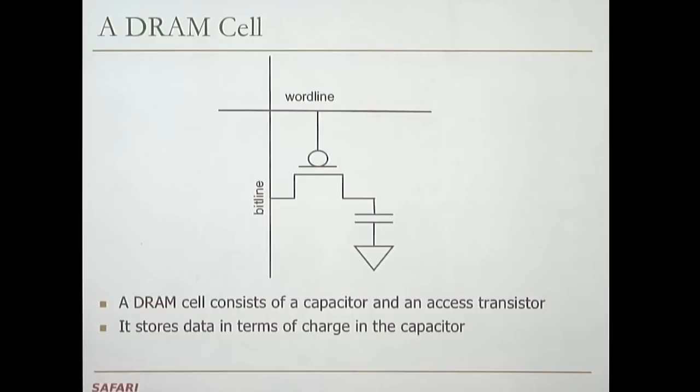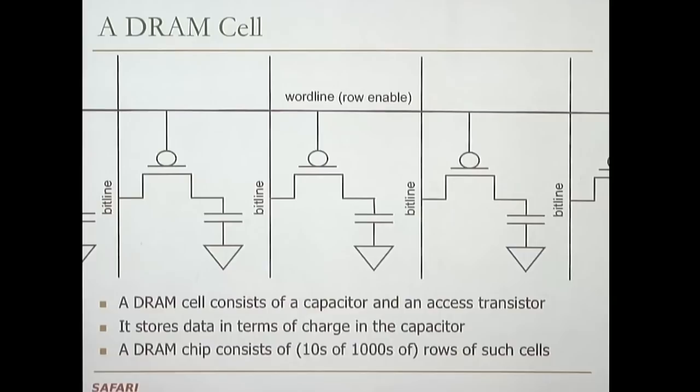If it doesn't have charge, it perturbs the bit line and drives the bit line to 0, right? That's essentially what's happening over here. But again, this DRAM cell consists of this capacitor and access transistor, and a DRAM chip consists of tens of thousands of rows of such cells, right? This is a row, basically.